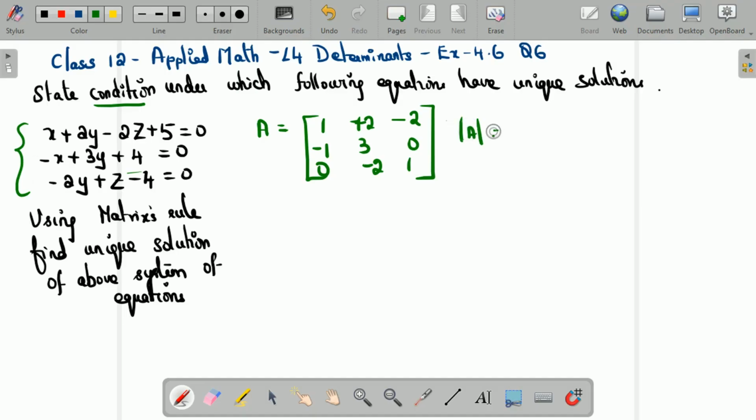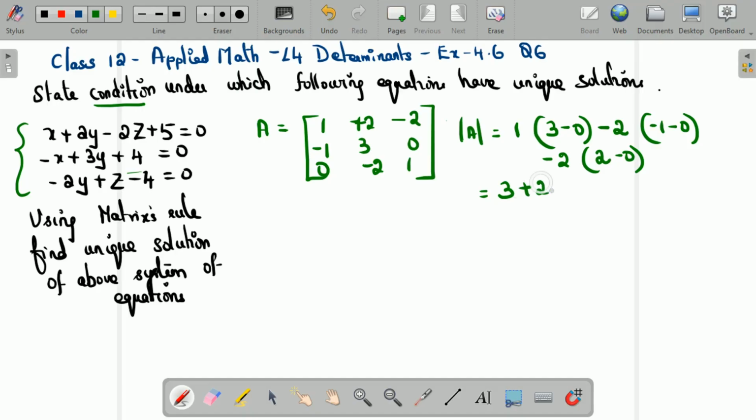So the determinant of A we are going to evaluate. This is 1 into the cross-over of this, so 3 into 1 is 3, minus, this way multiplication is 0. This is a plus 2, so on sign change it becomes minus 2. Then you need to multiply these two: -1 into 1 is -1. Then the other part is 0 into 0, so it is minus 0. Then minus 2 into the product of these two parts, which is equal to 2, and this side is 0. Now let's evaluate this determinant. So this is 3 plus 2 minus 4, which means the determinant value is equal to 1, which is not equal to 0. So this system of equations will have a unique solution.